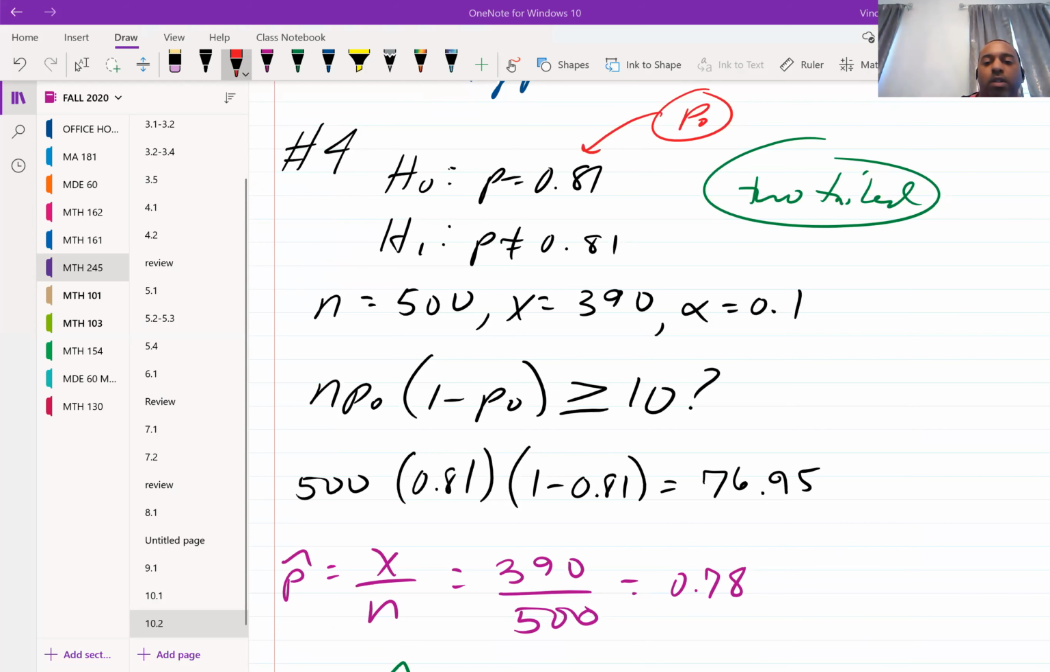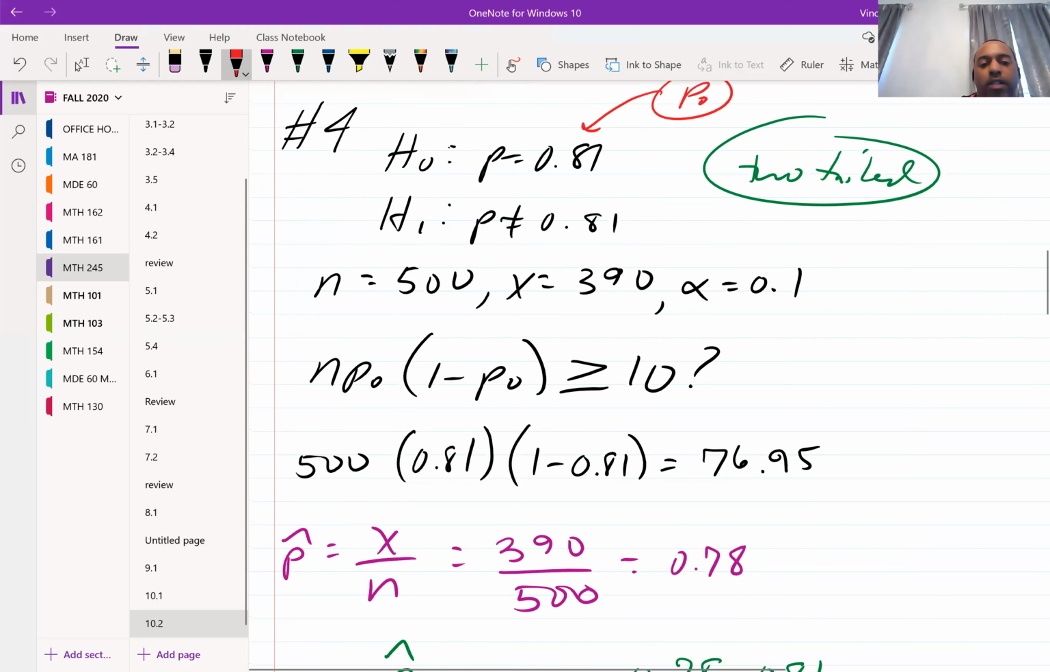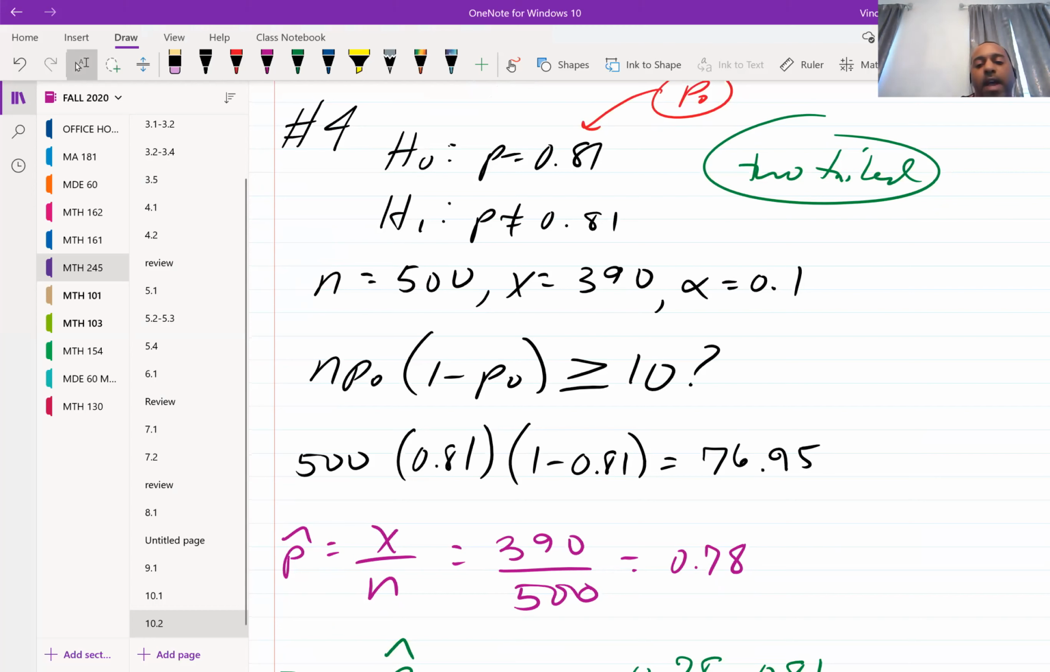All right. So the next thing they ask is for us to find the p hat. So that's going to be x over n. Basically, in this problem, they walk you through the steps and they ask you for each piece. So the next piece is p hat. So you take 390, place it over 500, that gives you 0.78.